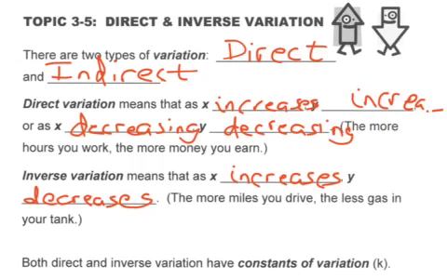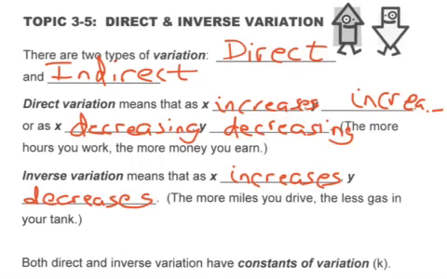So the more miles that you drive, the less gas is in your tank is a good example. As you drive, the car burns gasoline and it decreases. The miles driven would increase. The gas in your tank would decrease. So that's an inverse variation.